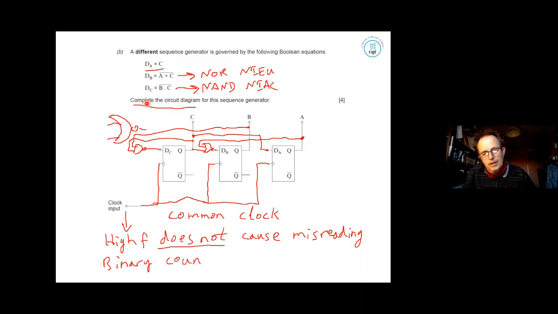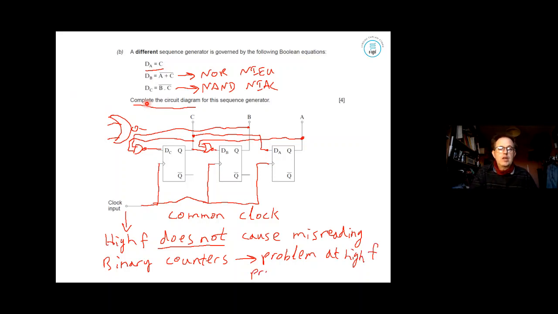Binary counters, high frequencies can cause misreadings. So what happens? The input changes before the output does, because of this propagation delay between the input and the output. So that is a problem at high frequencies. Remember that, that's a top piece of revision for you. So when it comes to sequencers, be ready to draw a sequencer, common clocks. Be ready to look at your logic and recognize a gate which feeds in on the sequencers.